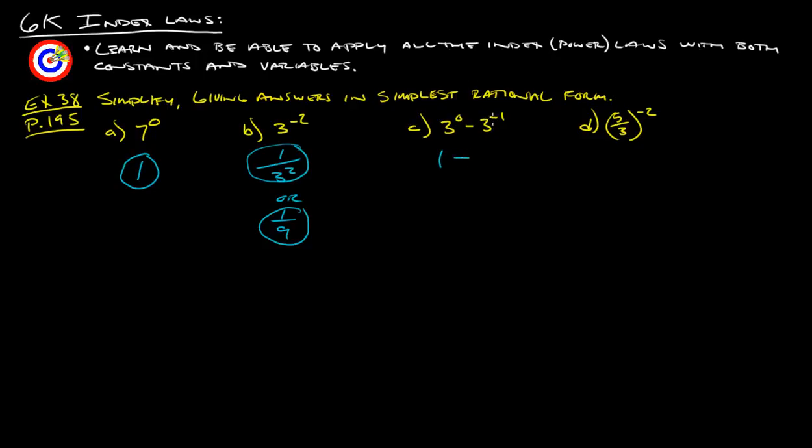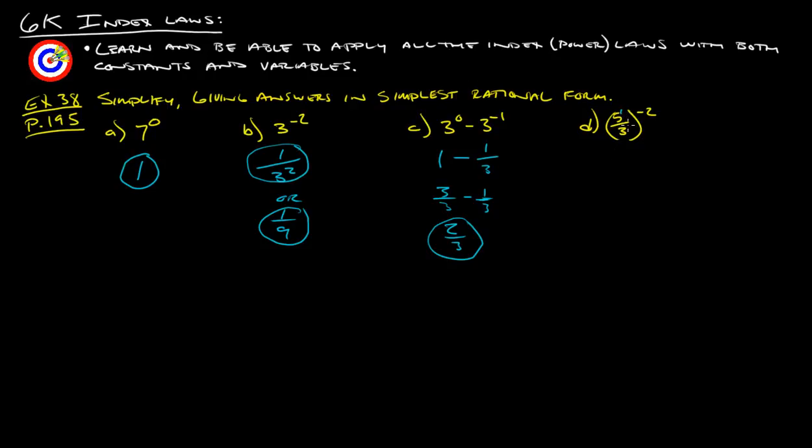All right, 3 to the 0, anything to the 0 is 1, minus, and then 3 to the negative first is 1 over 3 to the first. So that's 1 minus a third, right? Because we don't really even need that to the first power. So let's just get rid of that. 1 minus a third is really what they're talking about. We want to get the same denominators here to subtract fractions. So that's 3/3 minus 1/3, right? Because 1 is the same as 3/3. So 3/3 minus 1/3 is 2/3.